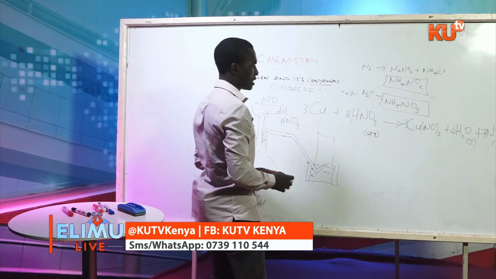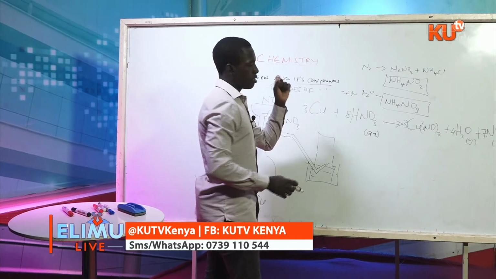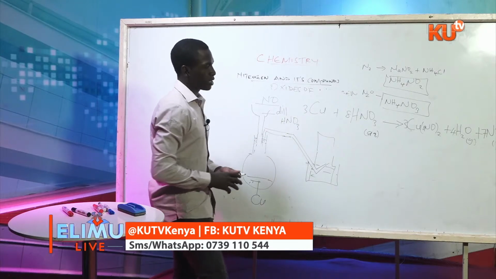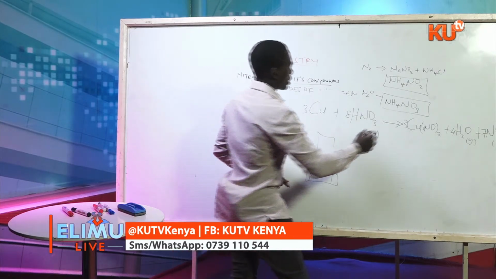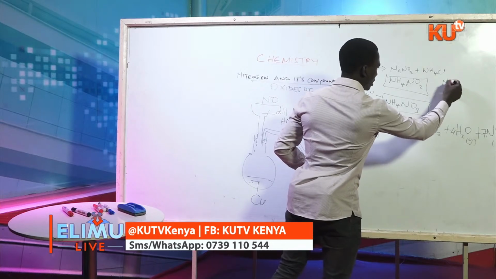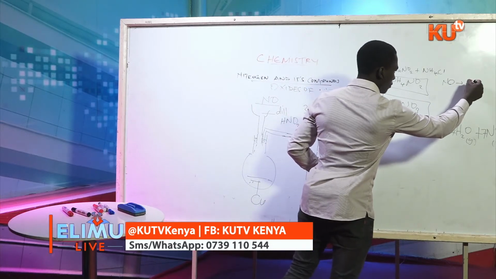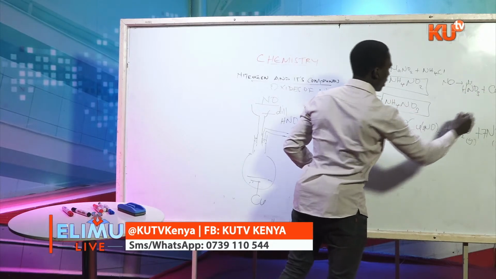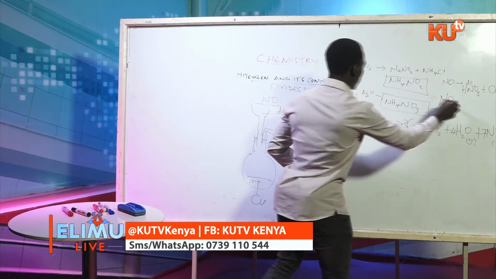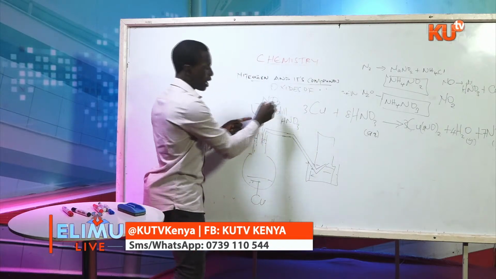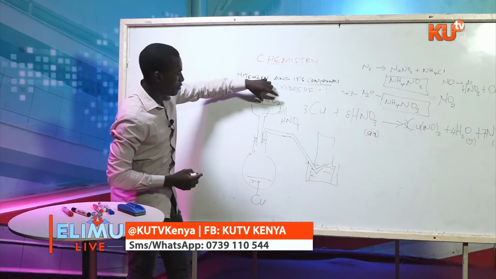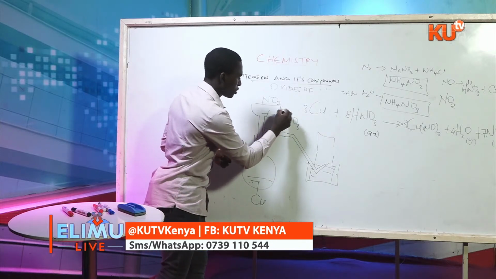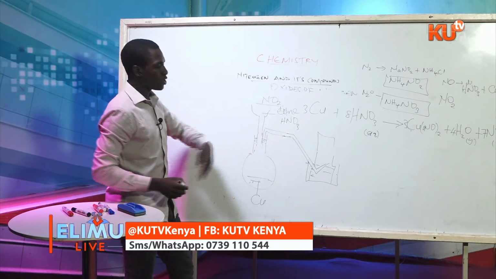So when copper reacts with dilute nitric acid, it gives us copper nitrate and steam and also nitrogen(II) oxide gas. Now, also note that to prepare nitrogen(II) oxide gas, we use dilute nitric acid and copper. Now, let's talk about nitrogen(IV) oxide. How do we prepare nitrogen(IV) oxide? Now, this is the similarity. To prepare nitrogen(IV) oxide, we use concentrated instead of dilute nitric acid.